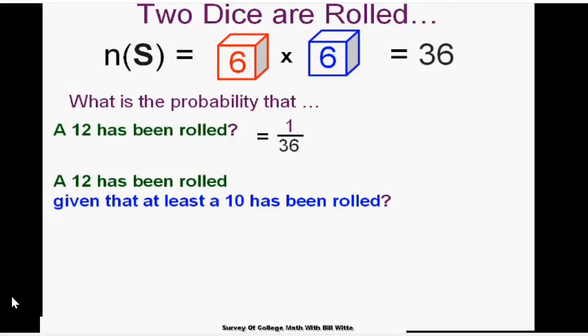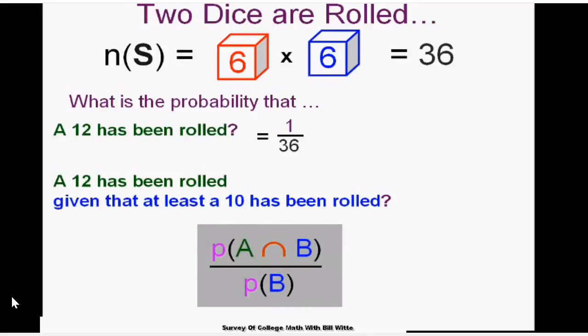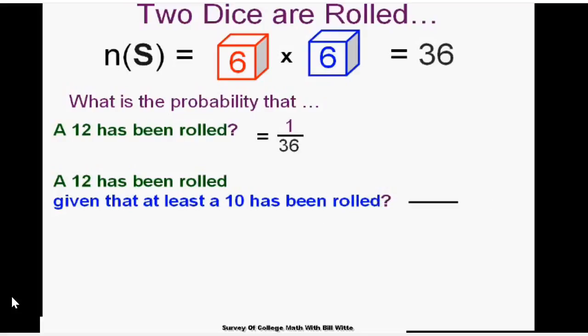Well, now we've got a condition, a conditional probability. We're going to use the probability of A intersected with B over the probability of B. A is that a 12 has been rolled. B is that at least a 10 has been rolled. Well, let's think about this. The probability that a 12 has been rolled is 1 out of 36.